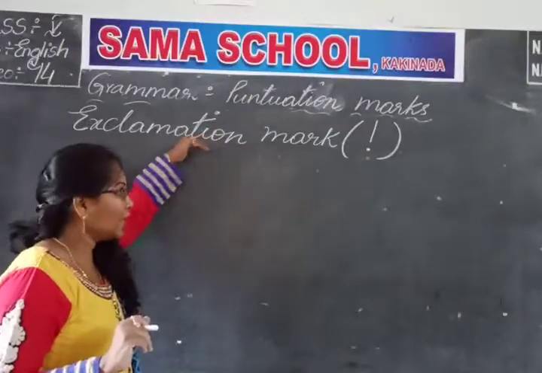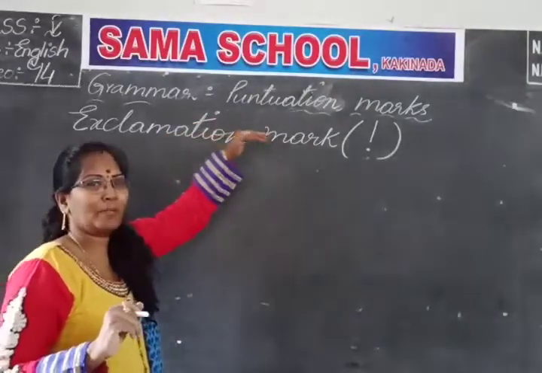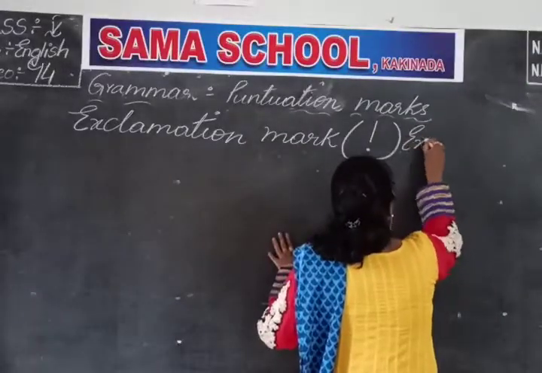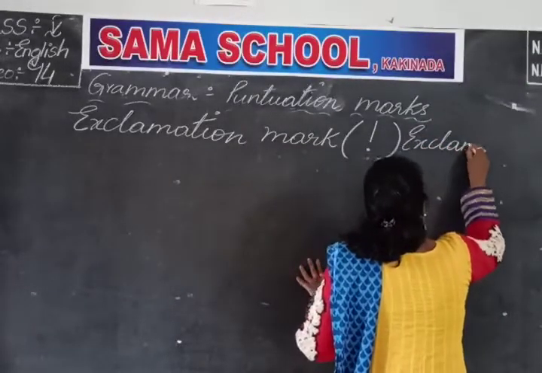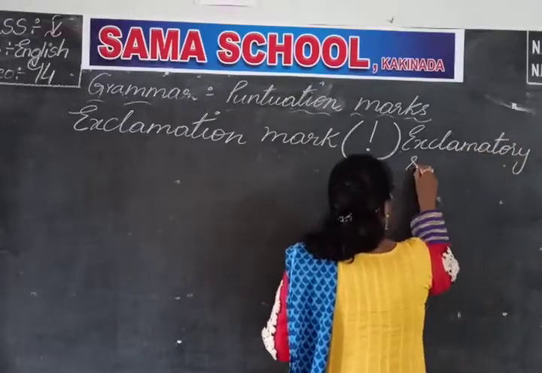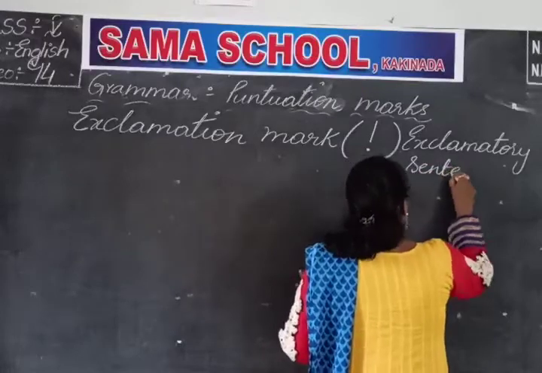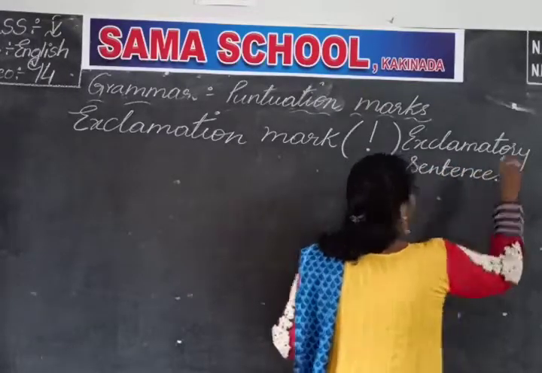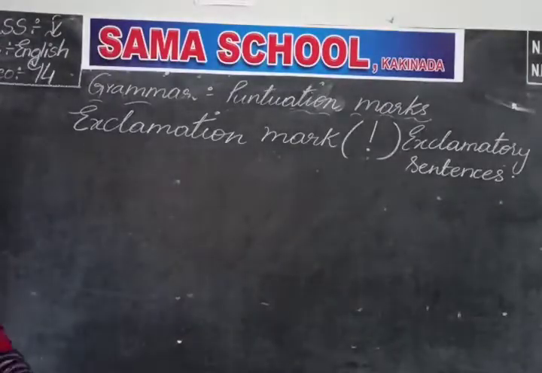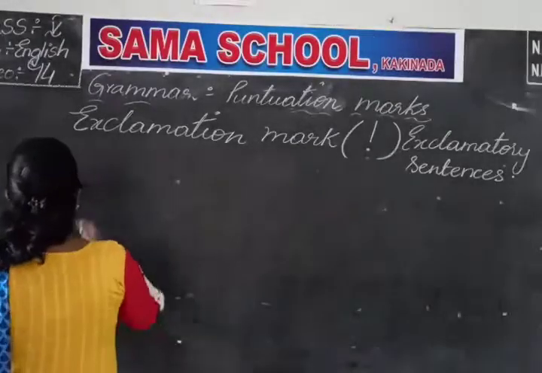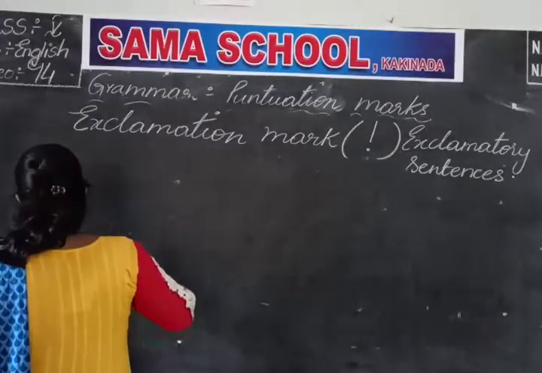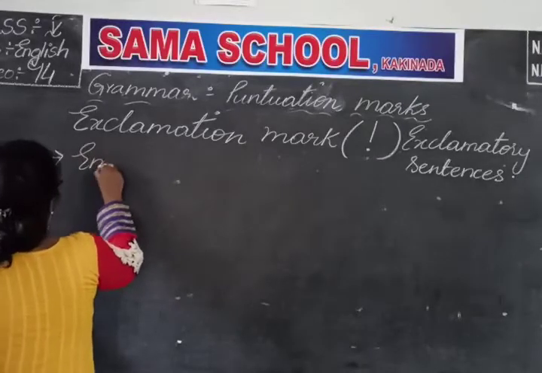Okay? And where do we use these exclamatory marks? If the sentence is an exclamatory sentence. In exclamatory sentences, we use this mark. Okay, children? So, where do these exclamatory sentences come? First thing, what you have to remember is the emotions.